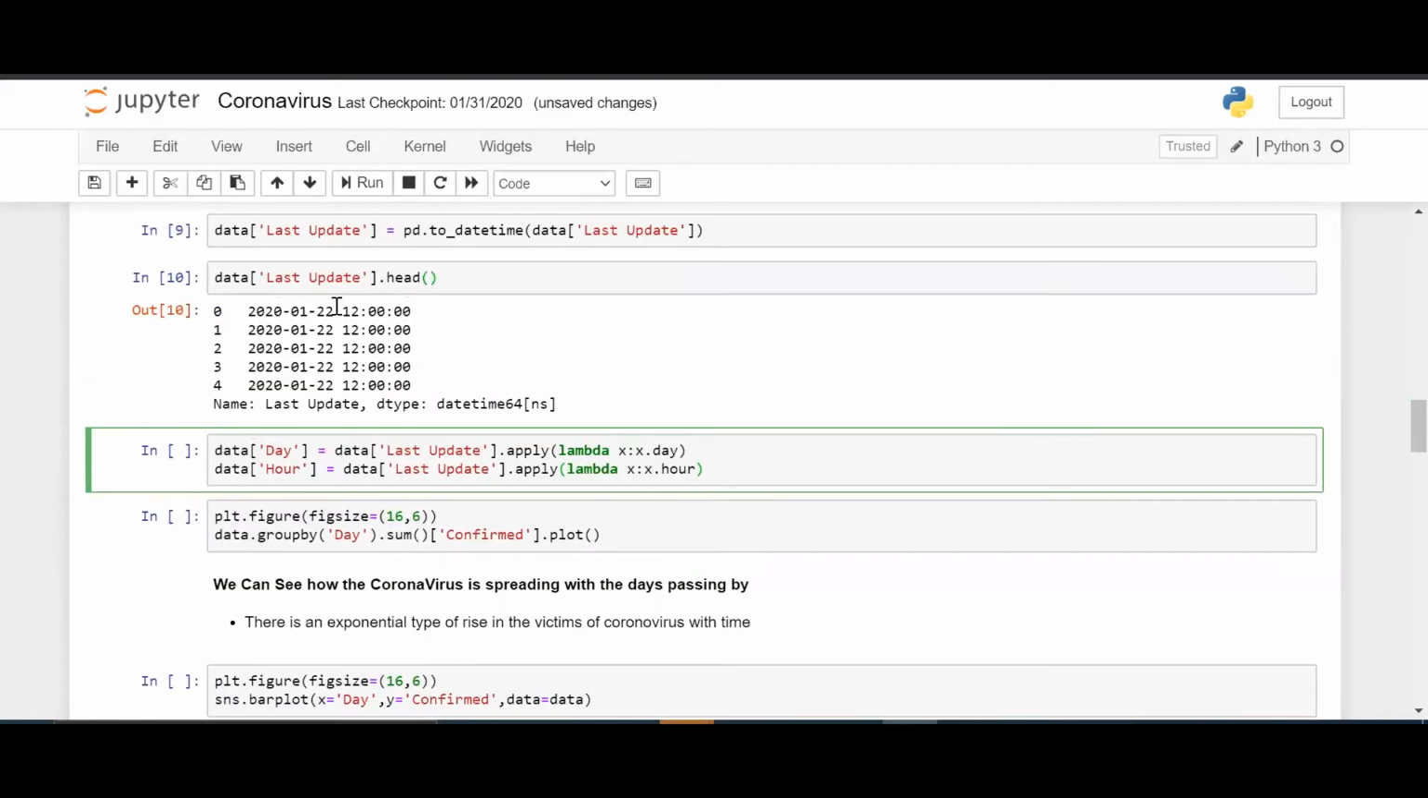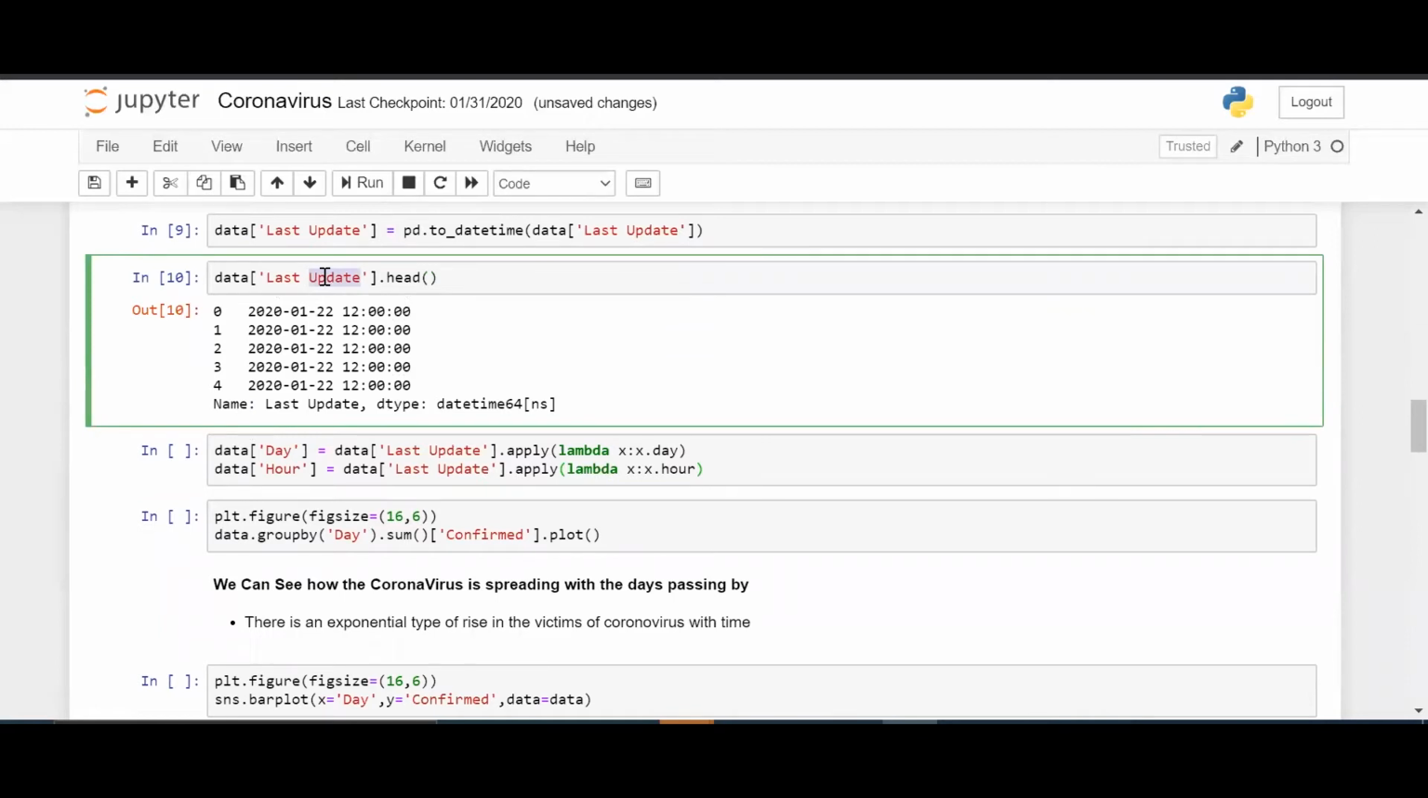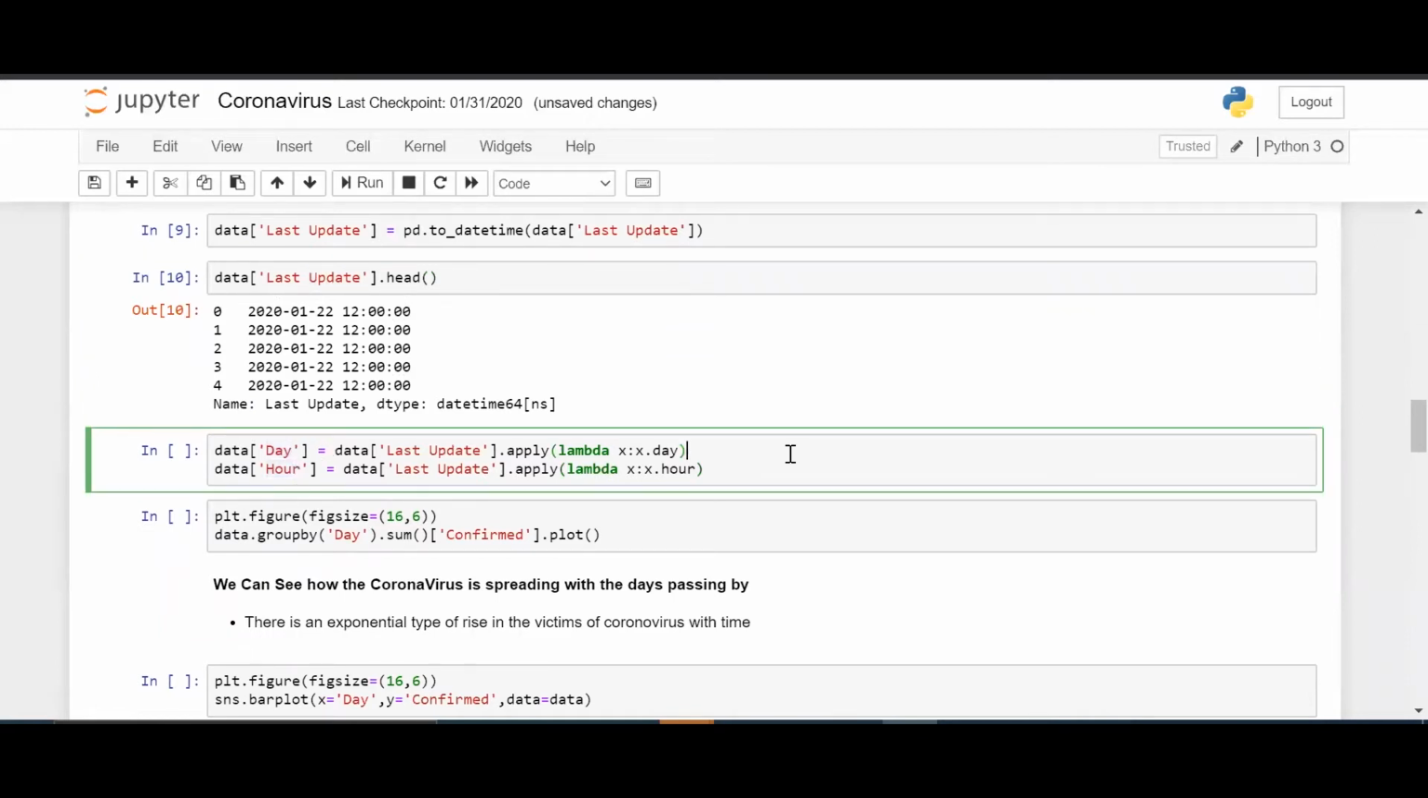Similarly, from this particular column, we are going to extract the day and hour using lambda functions. What a lambda function does is you apply a transformation upon each and every variable in your column or pandas series by defining a function here. So x is any variable in the last update column, which is being converted to its corresponding day equivalent. Similarly, we are repeating the operation for hour.